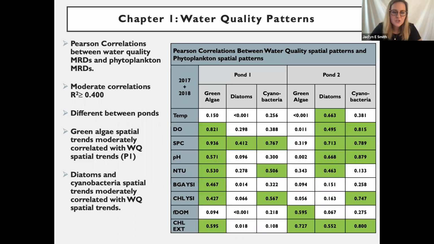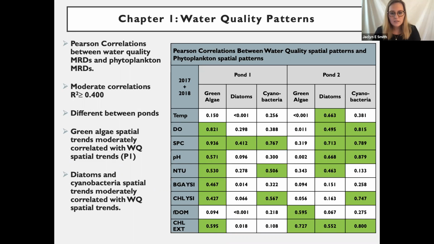So for the last portion of this chapter, we decided to try and compare the water quality patterns with the phytoplankton patterns to see if we could make any correlations. We used Pearson again to assess the water quality MRDs and the phytoplankton MRDs. And what we found is certain groups correlated pretty well with water quality parameters. We chose an R squared of about 0.4 or greater in order to list them as a moderate correlation. And in this table here, anything highlighted in green is considered a moderate correlation.